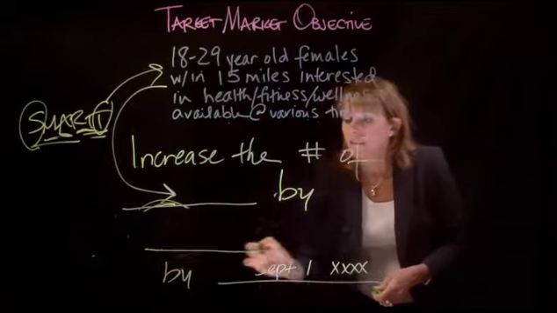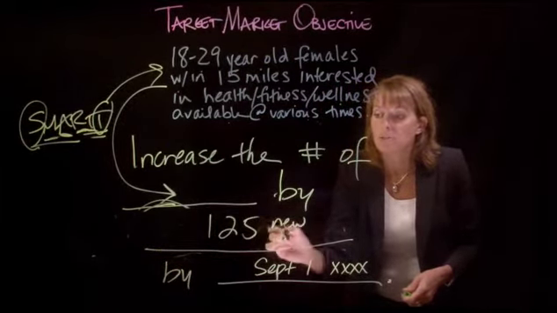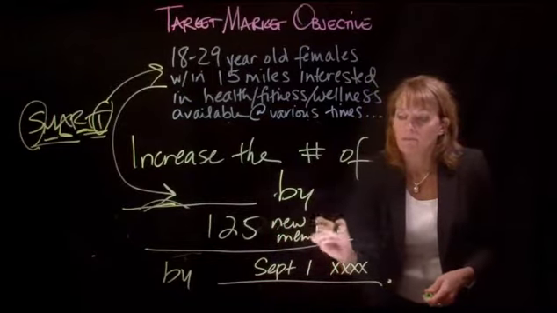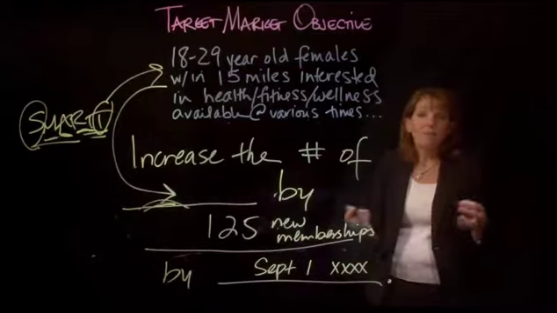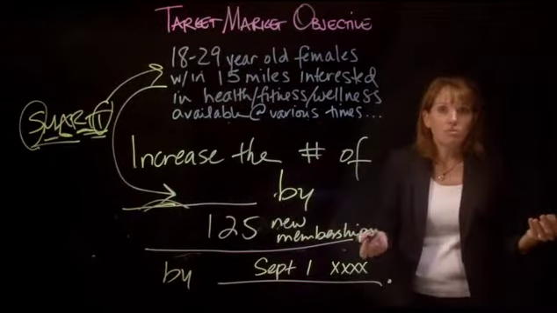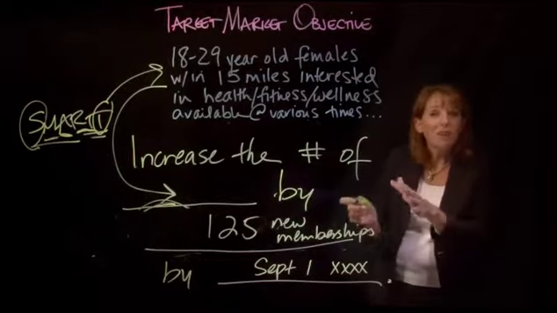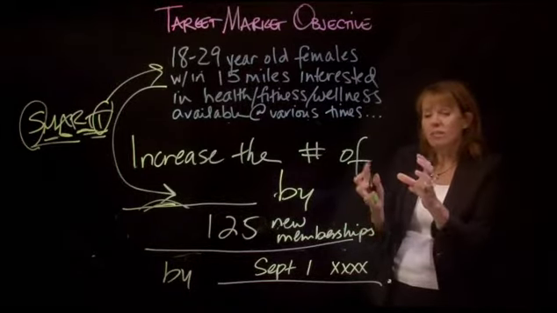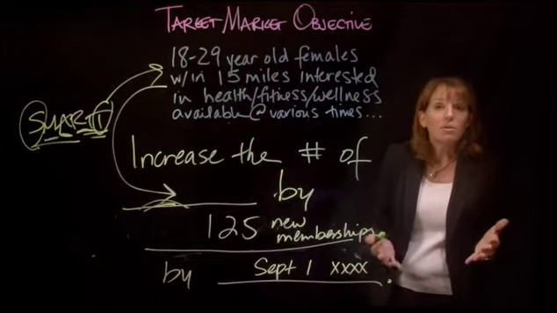by 125 new memberships. Now the problem with that is 125 could be incredibly aggressive for this market or not at all, because if we don't have an idea of who we serve, it's really kind of hard to pick the right, attainable, measurable number. But we have to deal with what we have.